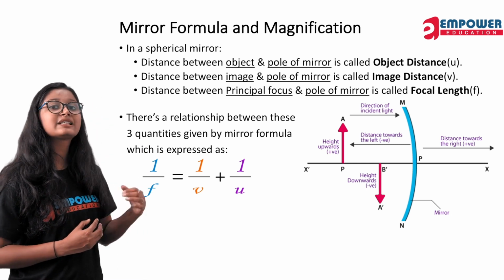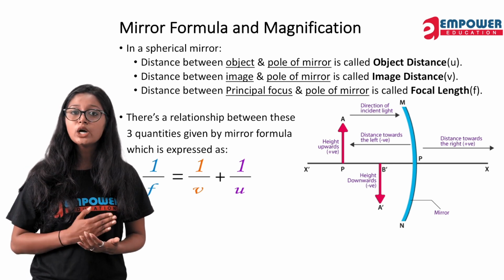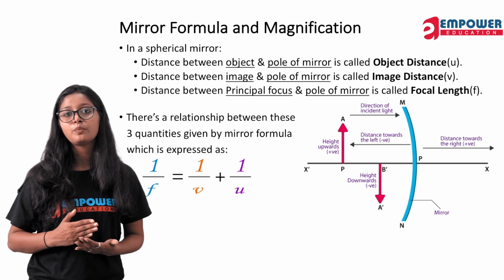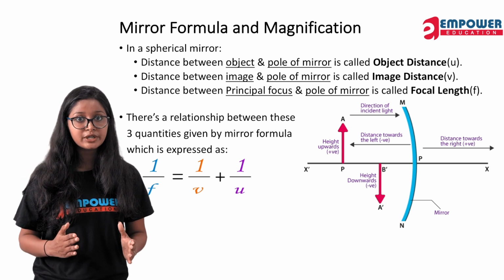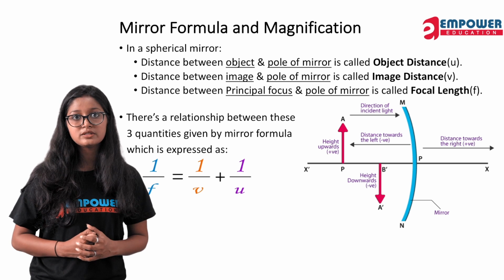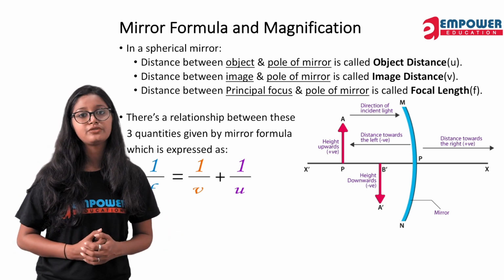Now here it is clearly shown to you the mirror formula, which is 1/v + 1/u = 1/f. Now this formula, you should remember it because it can be used to solve various numericals based on the position of the object and the formation of the image.